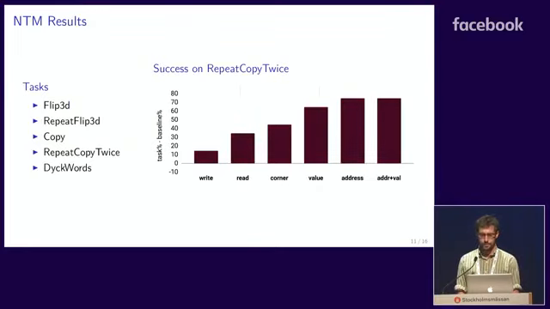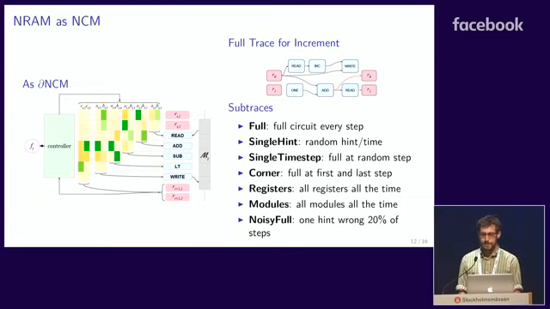We did this for quite a few tasks that we found in a variety of papers, and we noticed that it does the expected thing. Specifically for repeat copy twice, the more supervision you give it, the better it learns. In this graph, you can see a comparison to the baseline that if you just give it the write heads, it of course doesn't learn as well as if you give it all of the addresses and all of the values all the time.